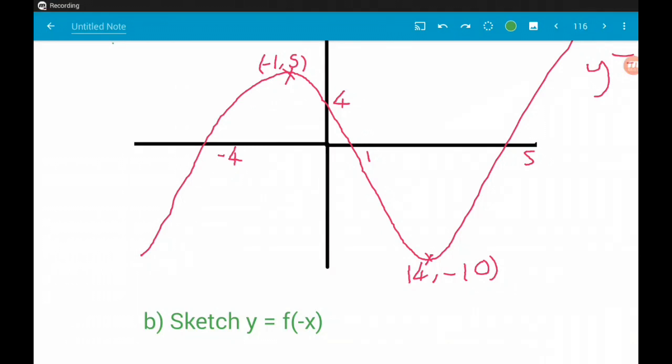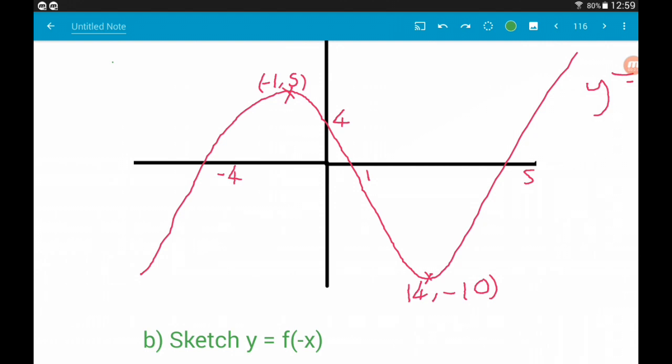Okay then, for part B we're going to sketch y equals f of minus x. So this time we are reflecting in the y-axis. So the y-intercept stays the same. The y-coordinates of the maximum and the minimum change. It's the x-coordinates that change this time.